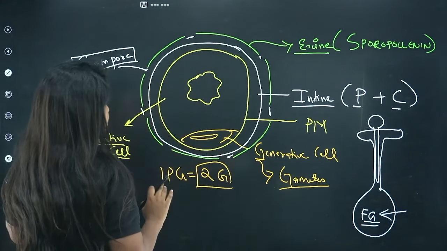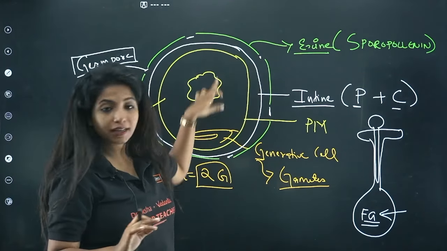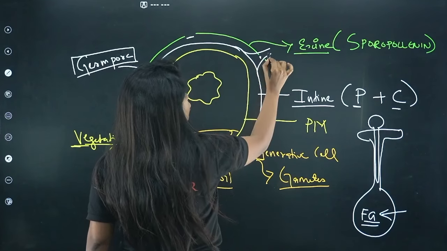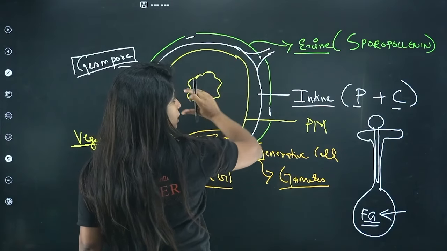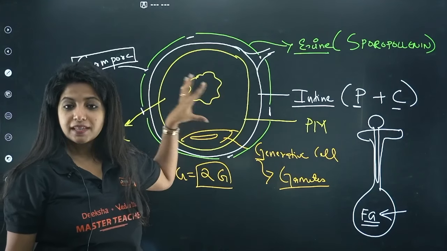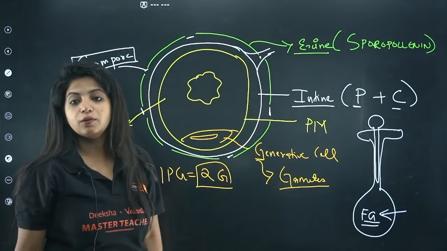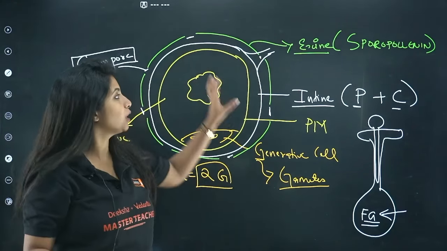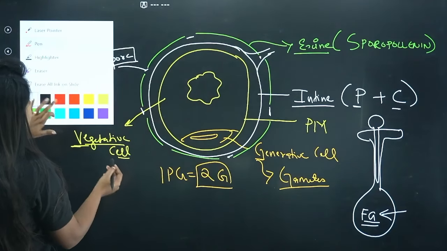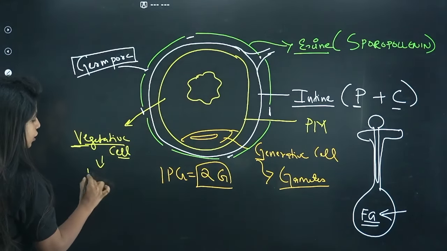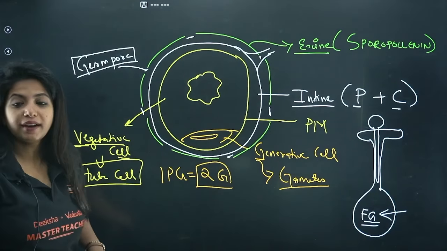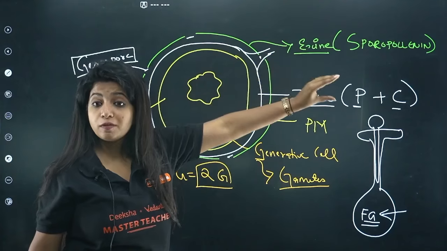Listen to me carefully. This intine layer, the inner layer that you see, is going to protrude outside. And inside that you have cytoplasm. Cytoplasm will be of what? The vegetative cell. The basic part of the pollen tube will be made up of the vegetative cell, which is why I will call this vegetative cell the tube cell also. Why? Because it is going to help me with the formation of the pollen tube.